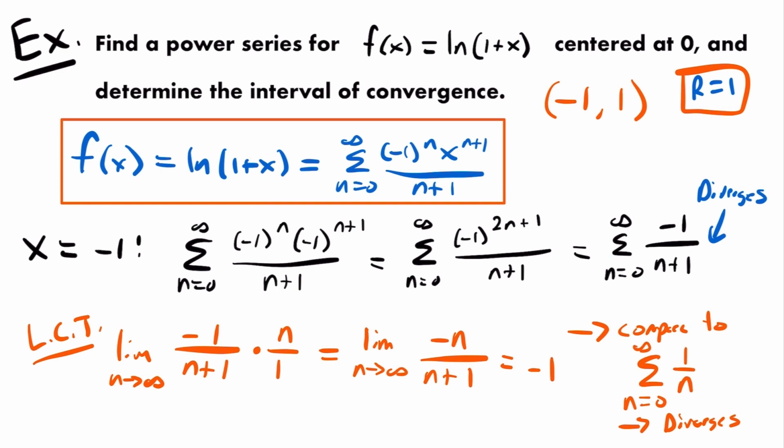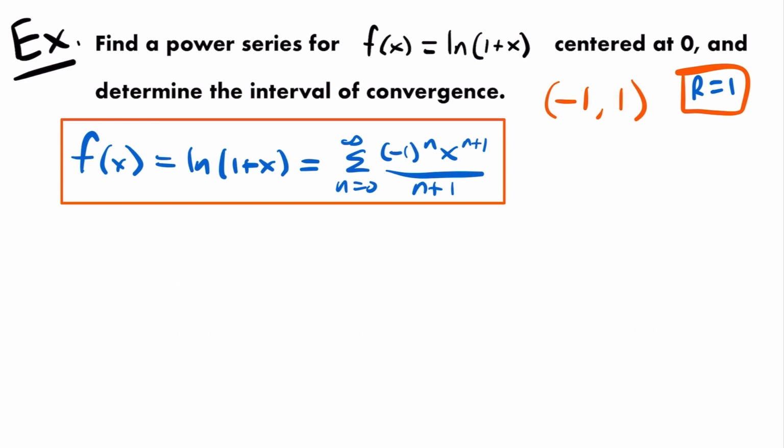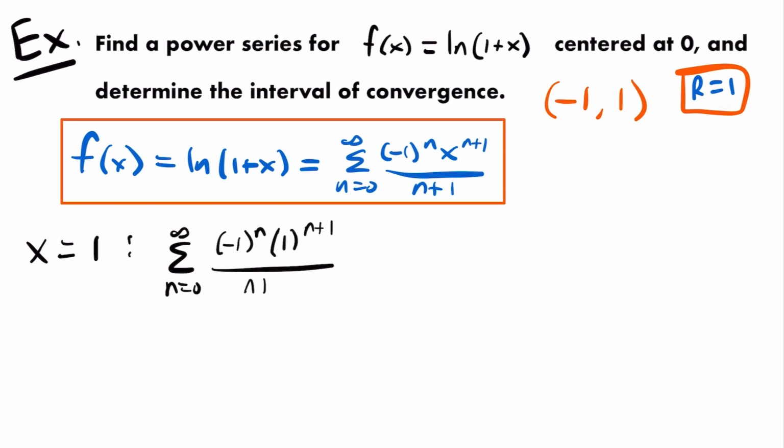Okay, so we're not going to make any changes to this interval of convergence just yet. We still need to check our other endpoint of +1. So if I clean up my work here, when x equals +1, our power series will look like this. We'll have the sum from n equals 0 to infinity of -1 to the power of n times 1 to the power of n plus 1 divided by n plus 1.